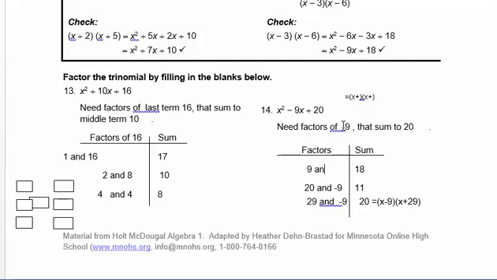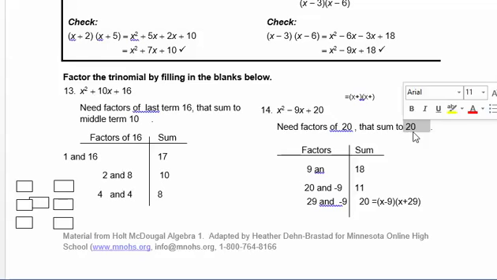The factors of 20 that will add to negative 9. So your job is to find the factors of 20, what times what equals 20 that will add to negative 9. So you'll have to fix these up.